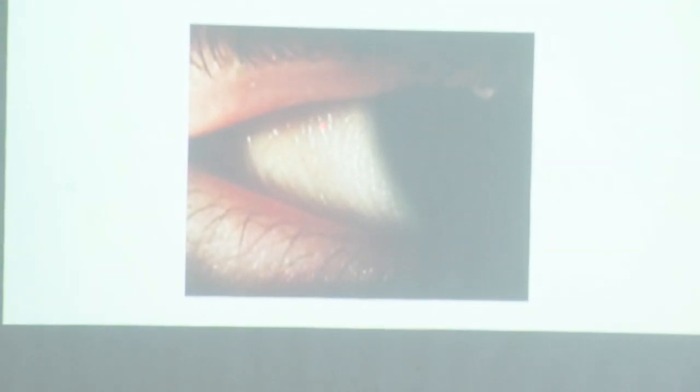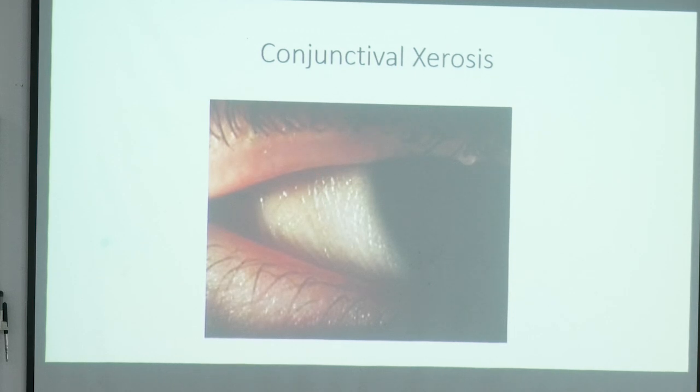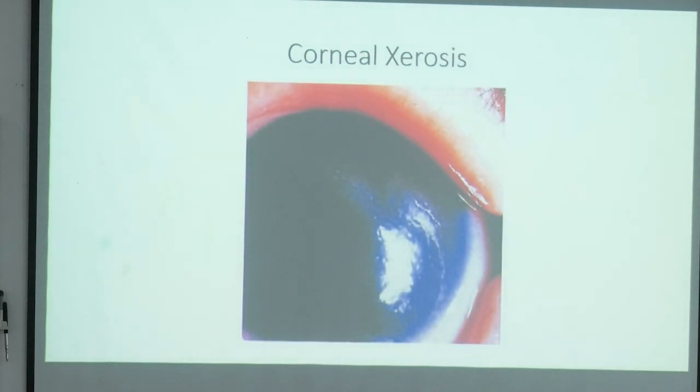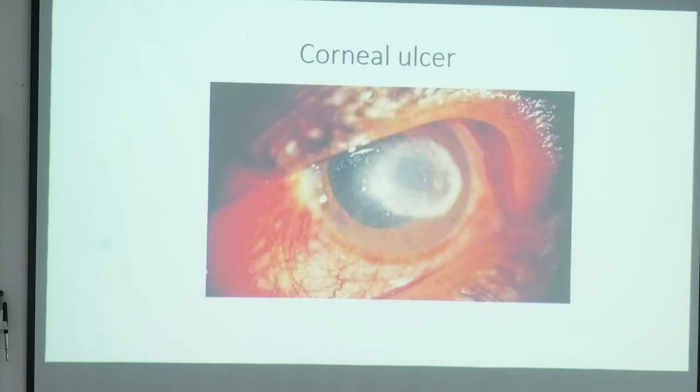This is conjunctival xerosis. You see, this is the conjunctiva, this is the cornea. Here you see the Bitot's spots in the temporal aspect of the eye, more or less triangular shiny spots. This is corneal xerosis; the corneal part is dried. This is a corneal ulcer.